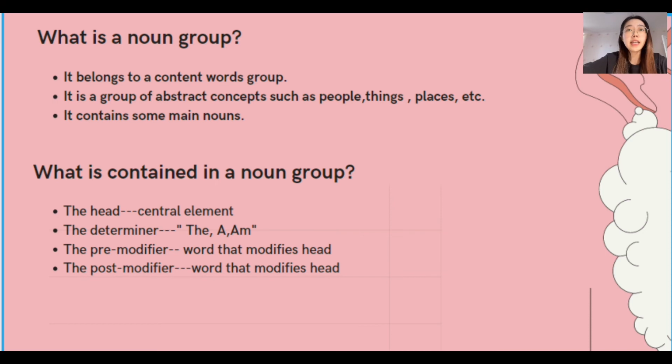Usually, the head is a modified noun, and the determiner is a specifying article that refers to a special person or thing, such as 'the' can be seen as a determiner. Of course, pre-modifiers are words that modify before the head, and the post-modifiers are words that modify after the head.